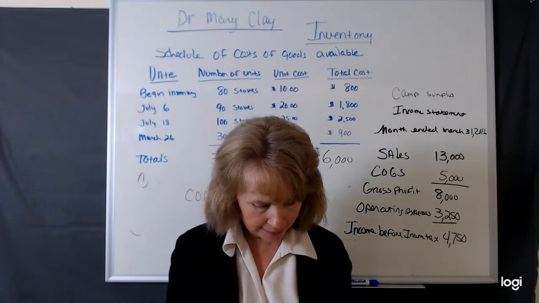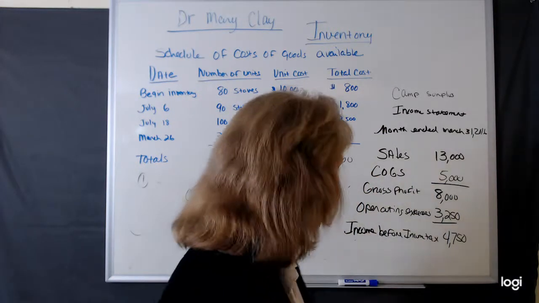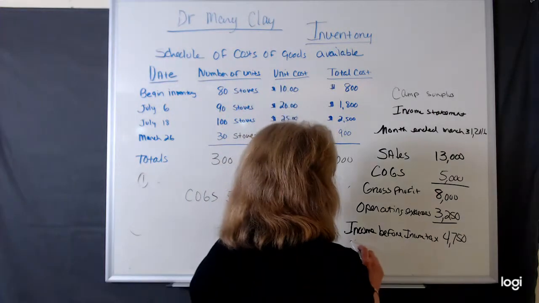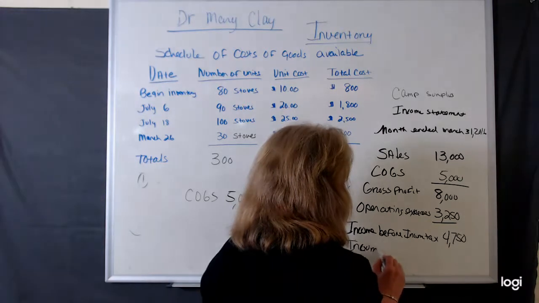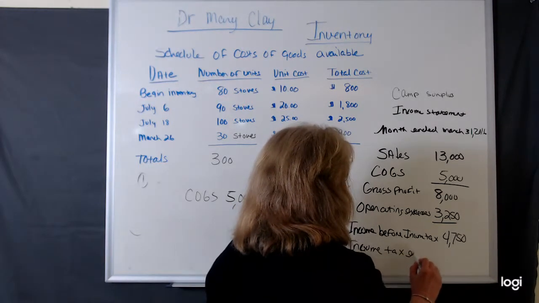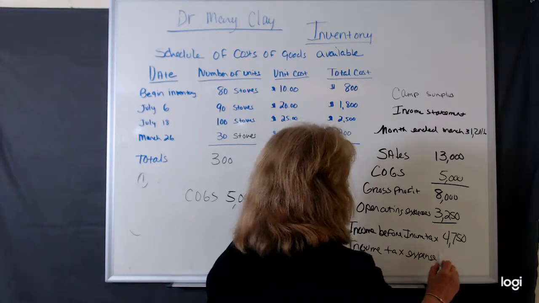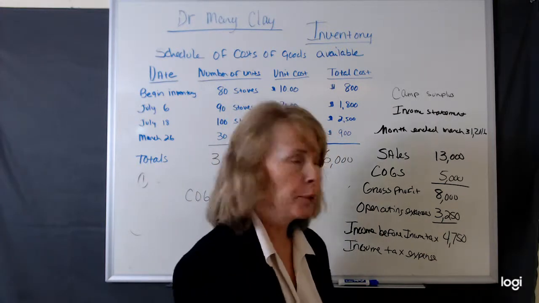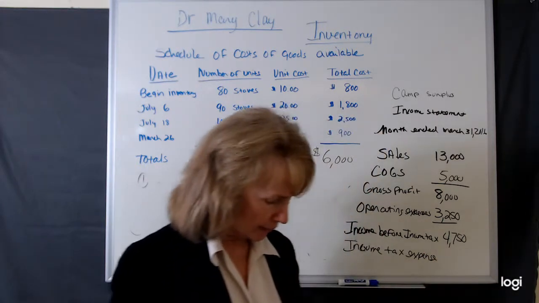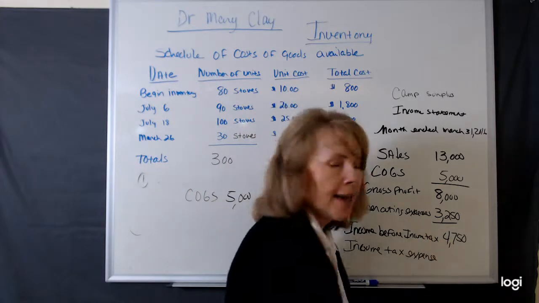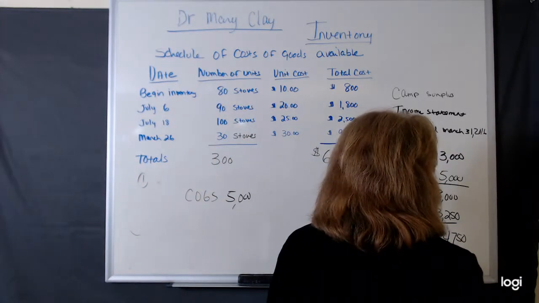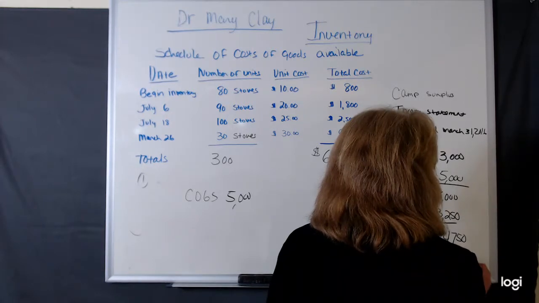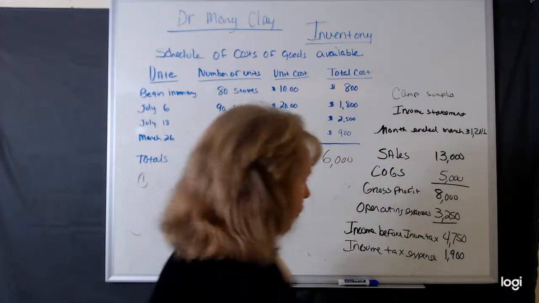Next, I look in the problem. What are they saying the income tax rate is? And they're saying it's 40%. So this is going to be my income tax expense. Okay, so on my calculator I'm going to take 4,750. I multiply that number by 40%, and that gives me 1,900. So 1,900. Okay? Draw a line.